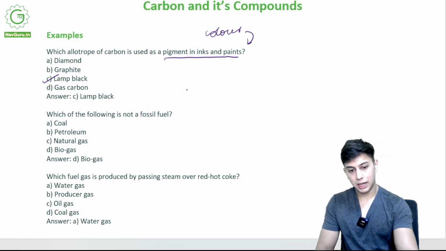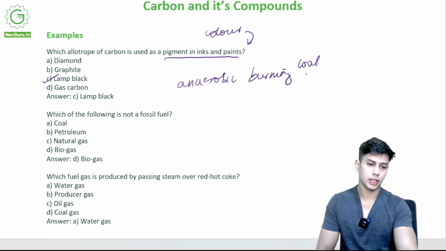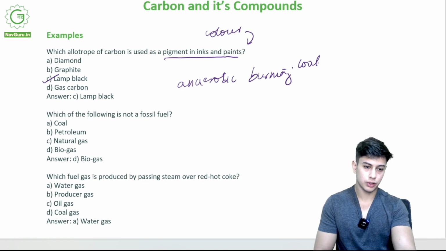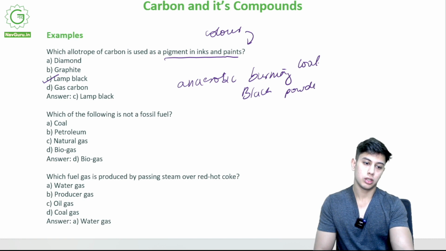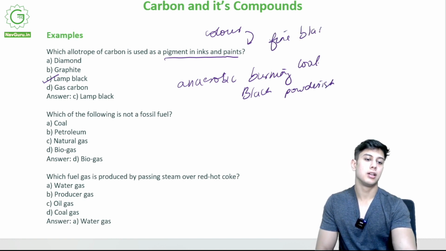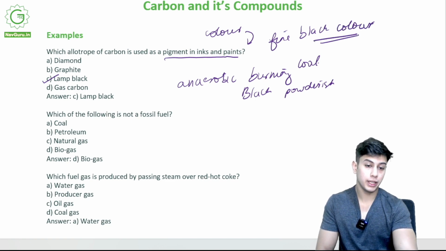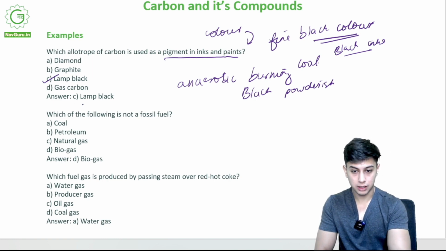Alright, lamp black was obtained from anaerobic burning of coal. Okay, so if it is obtained from anaerobic burning, it was very black, powderish. It gives a very fine black color. Okay, even in your color pencils, in your paints, in your black inks of pens, what is used? Lamp black carbon.